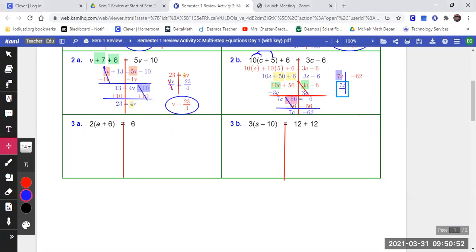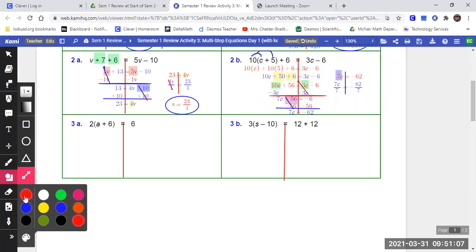7c has to divide by 7. And the negative 62 has to divide by the 7. Whatever you do on the left, you must do on the right. You have to divide both sides because a number divided by itself is the number 1, which is the big 1.